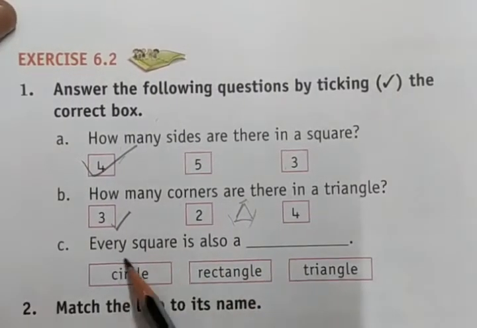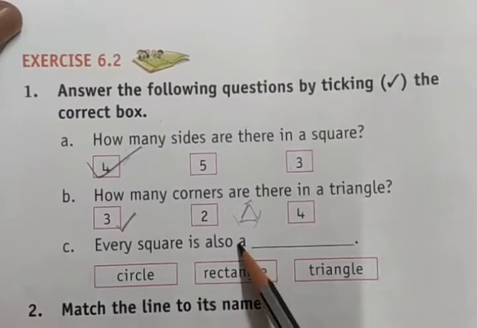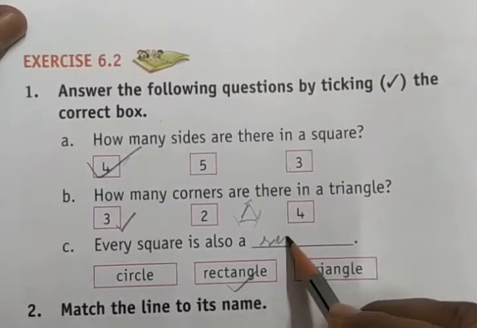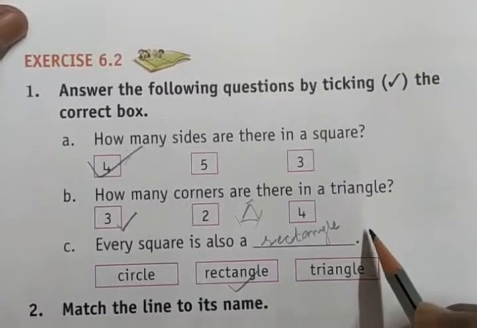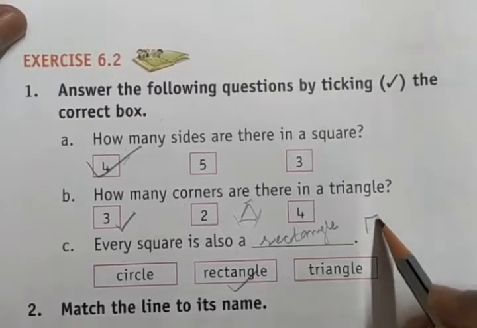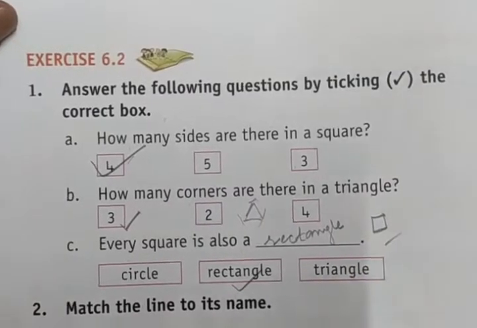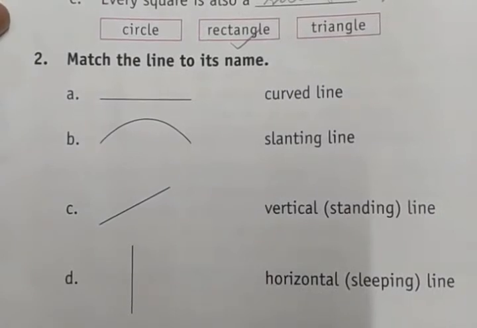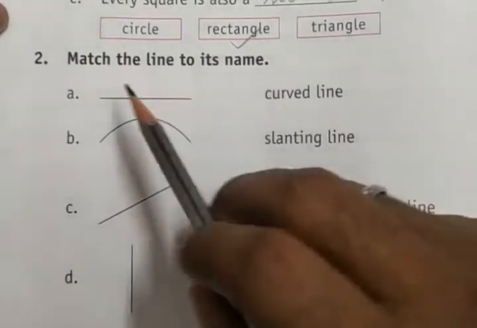Every square is also a rectangle. This is a square. It is a special rectangle. Every square is also a rectangle. Every rectangle can't be a square, but every square is a rectangle.